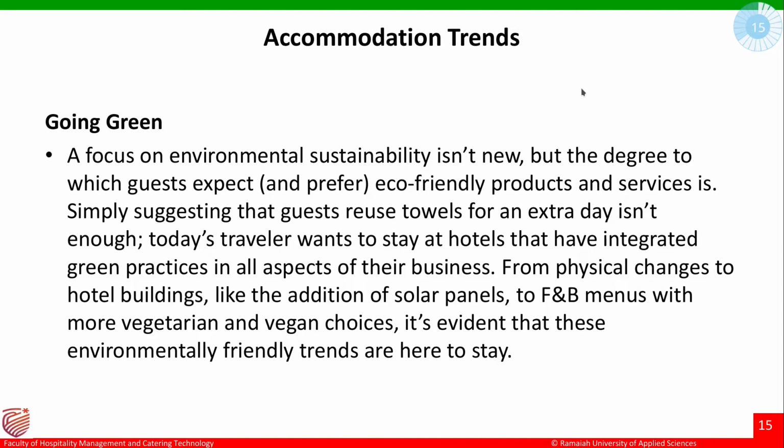They are becoming more vegetarian food and beverage service providers, and as travelers are becoming more environment oriented, their choices have changed to the vegan category. So many hotels are giving vegan choices in the menu. This is called the going green trend of accommodation.